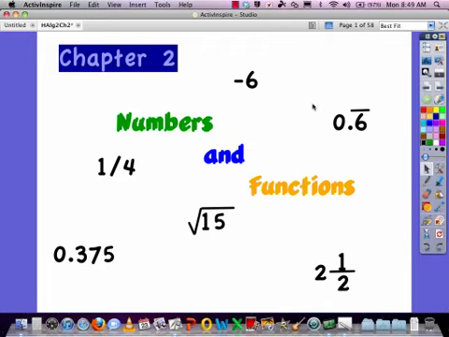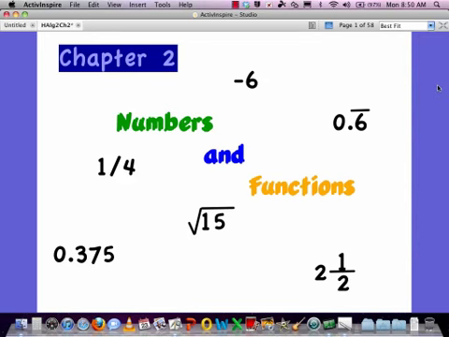Today we'll be starting a new chapter, Numbers and Functions. So we'll be reviewing some kinds of numbers that were introduced in other classes. We'll be renaming them, making sure you know the specific names and what numbers fall in each set, along with how they relate to functions.